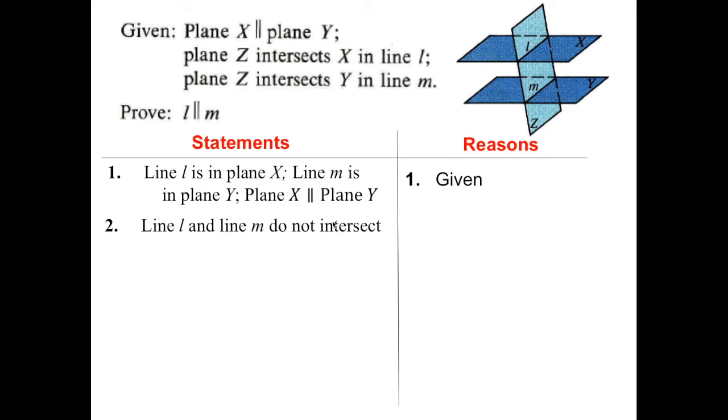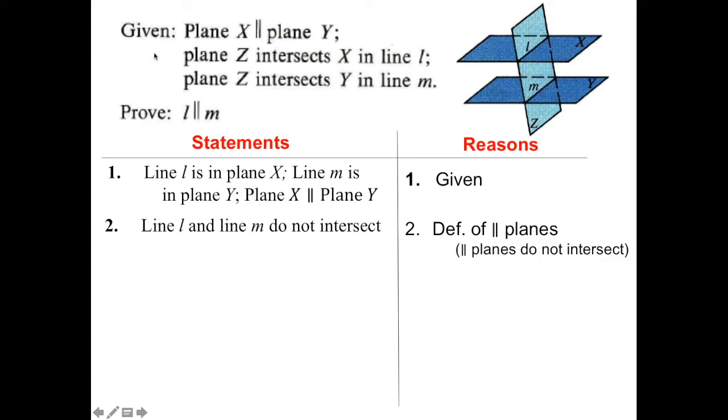Okay, why do I know that? Line L and line M do not intersect. Why would I know that based on step 1? Well, line L is in plane X, line M is in plane Y. What do I know about those two planes? Those two planes are parallel to one another. Okay, so this is the definition of parallel planes, right? Because plane X does not intersect plane Y by definition of parallel planes, then any points in those two planes will not intersect. So any line that's in plane X will not intersect a line that's in a parallel plane, right? It's through the definition of parallel planes. Okay, so now we know that line L and line M do not intersect.